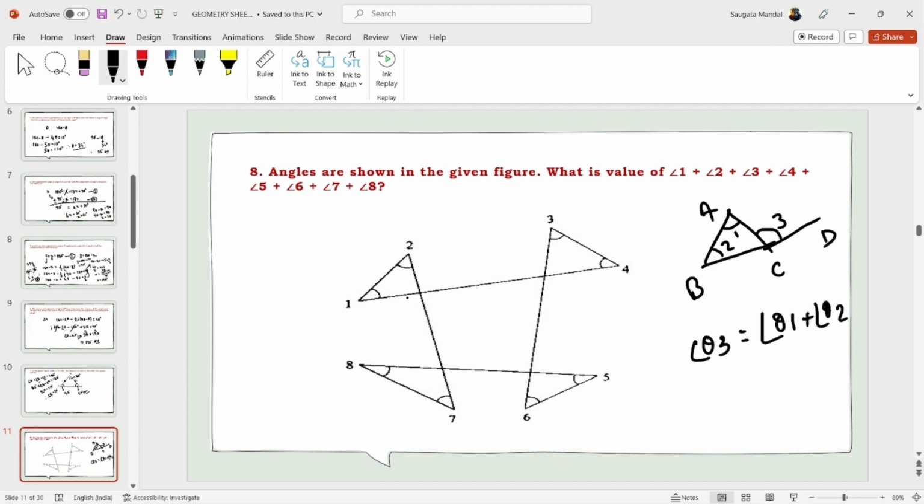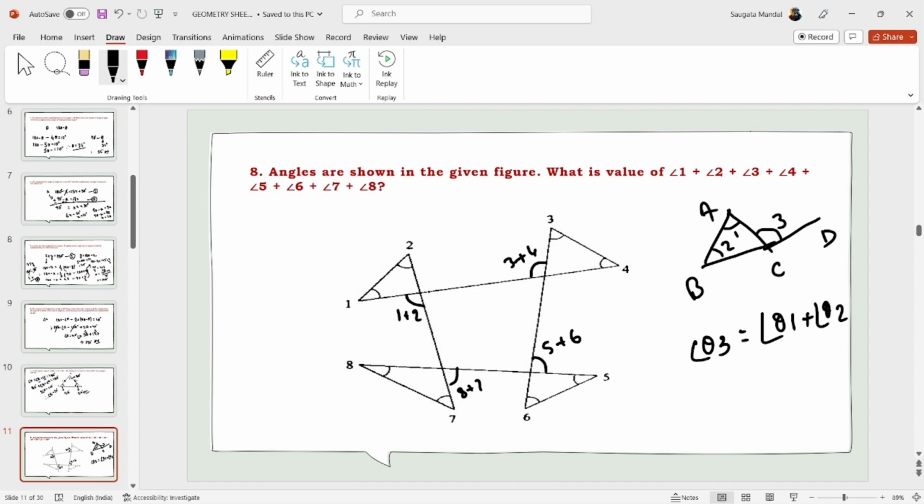And in this figure, this is a triangle and this is the external angle, and the value of this external angle is the sum of these two interior angles. That means the external angle is equal to the sum of two internal angles, that is theta 1 and theta 2. And in the same way, this is theta 8 plus theta 7. In the same way, this is theta 5 plus theta 6. In the same way, this is theta 3 and theta 4.